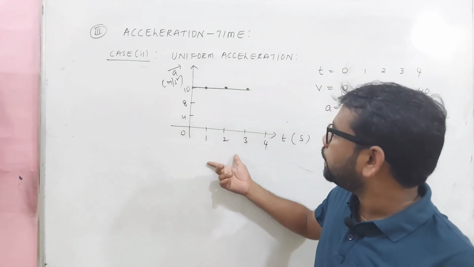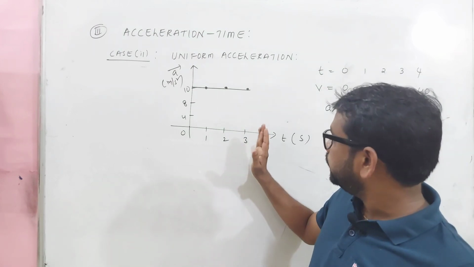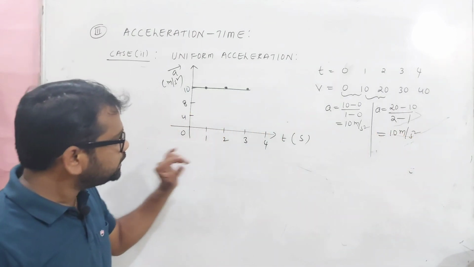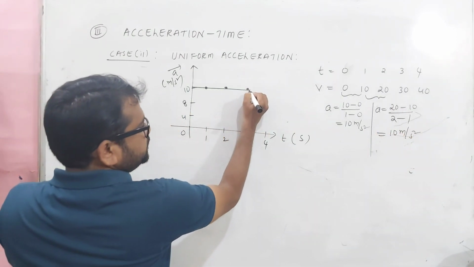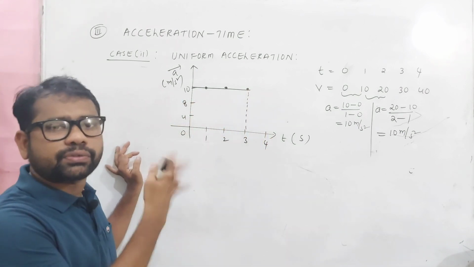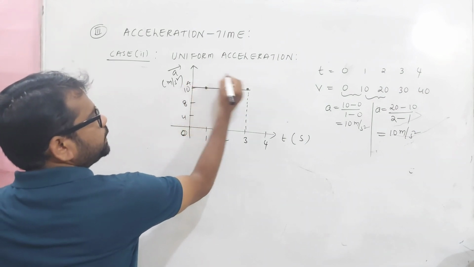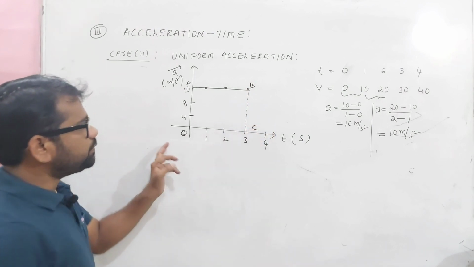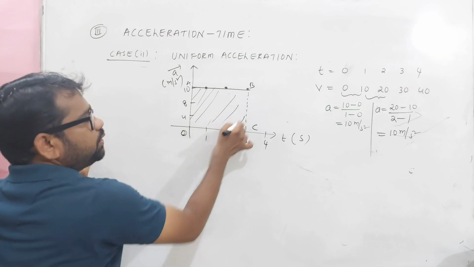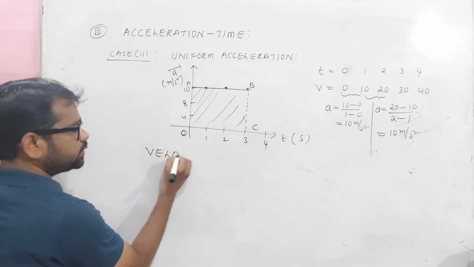Children, if a graph like this is given in the exam, they may ask you to calculate the velocity of the body at the end of the third second, let us say. How can we calculate it? By finding the area. So in this case, let us see here. It is nothing but a rectangle or a square, whatever it may be. Let us name it O, A, B, C. The area under this graph will give you the velocity.